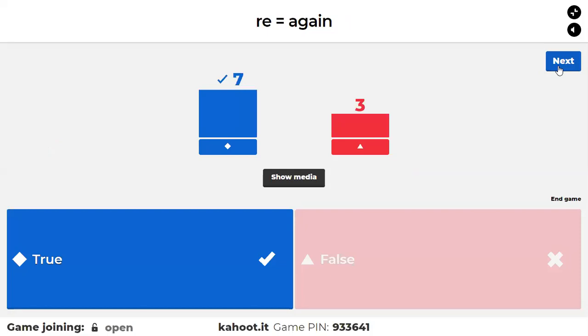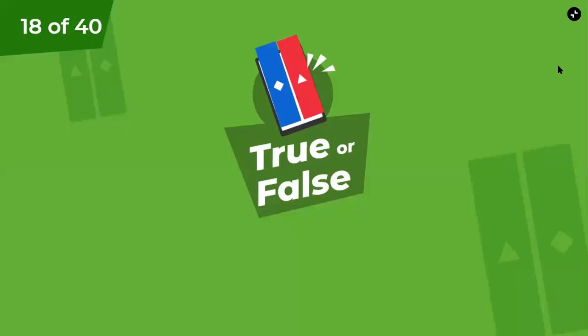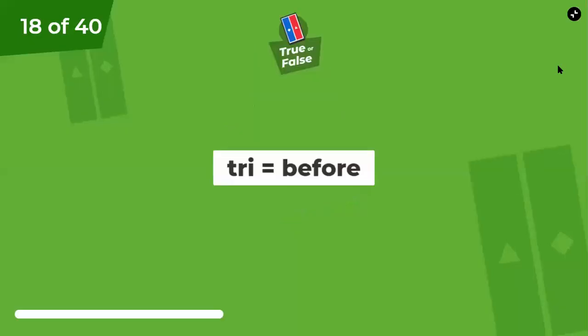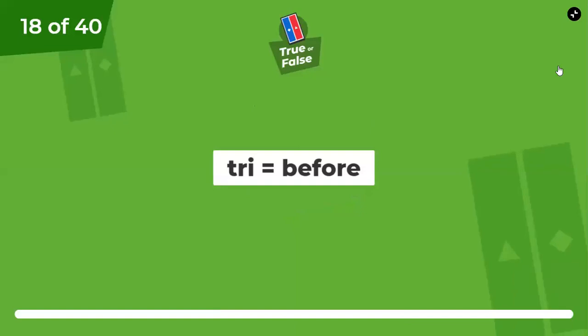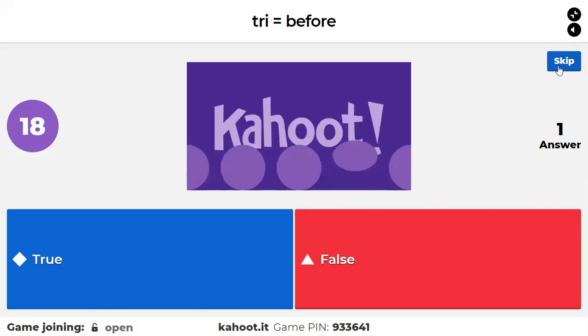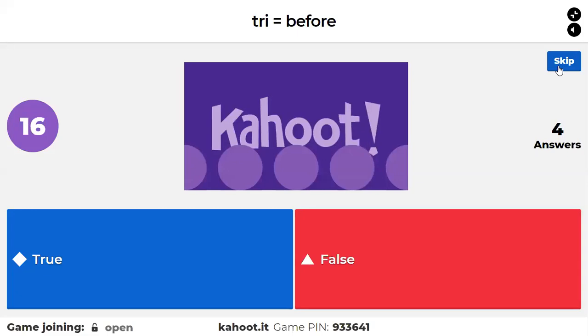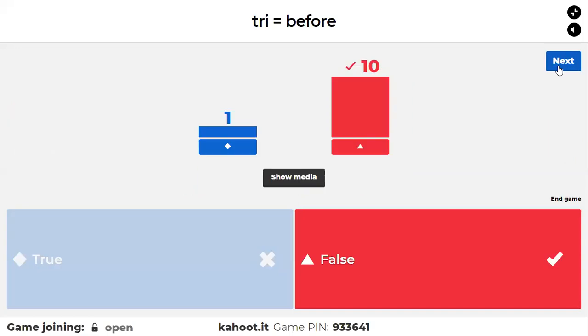Okay, the next one. Pre means before. Is it true or false? Blue is true, red is false. It's false, yes.